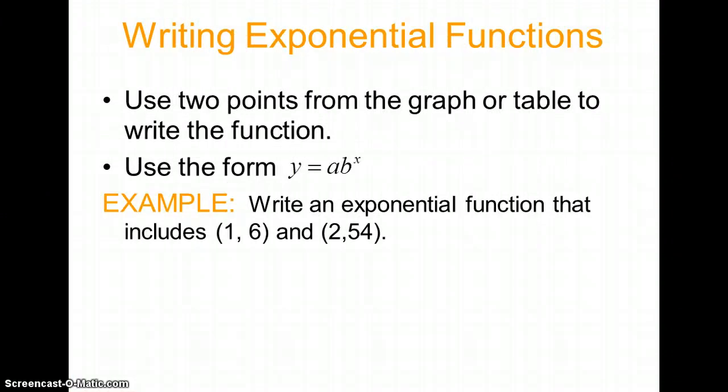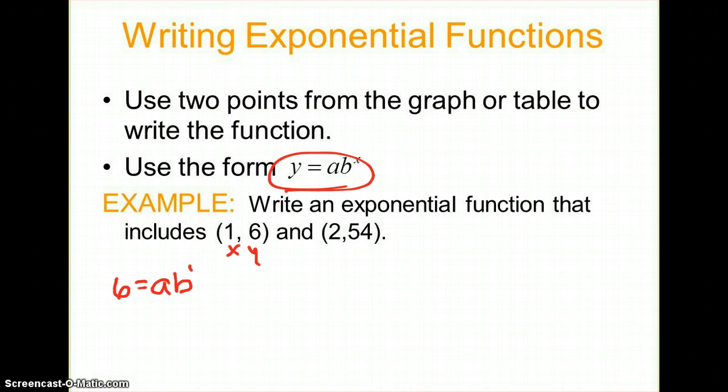All right, the last thing, we're going to write an exponential function using only 2 ordered pairs. And it all boils down to using this same format, y equals a times b to the x, to write that function. So here's how we're going to do it. We're going to start with the first ordered pair and plug that into our function. So y equals a times b to the x. Mine is 6 equals a times b to the first power, which is 6 equals ab. I'm going to solve that to get a by itself. So I'm just going to divide by b, and I get that 6 over b equals a.